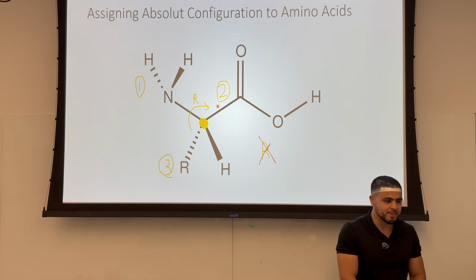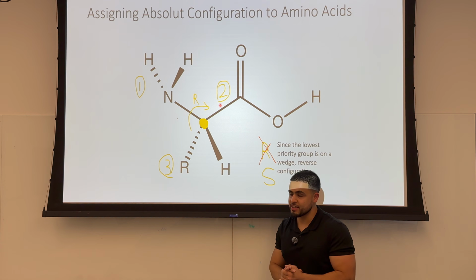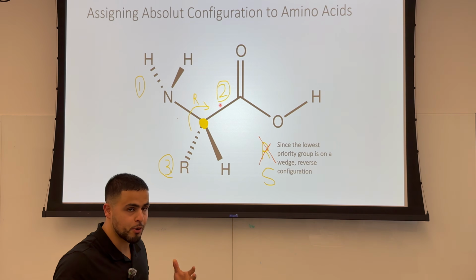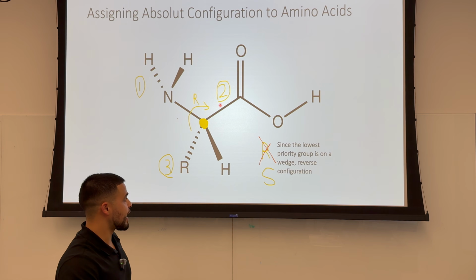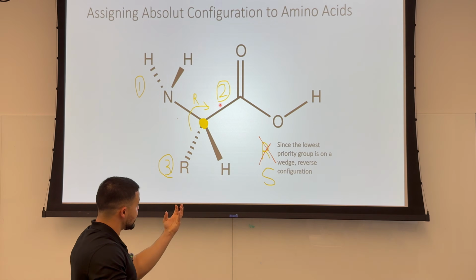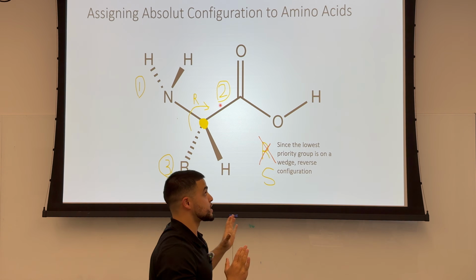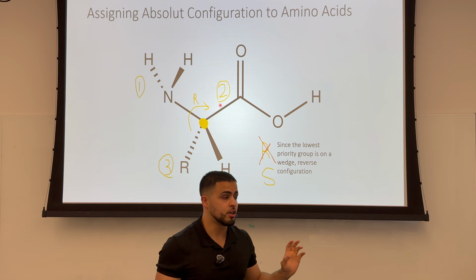But actually, it's not R. It's in the S absolute configuration. This was a bit of a trick example, but I purposely wanted to do this because now I think you'll never forget this. When the hydrogen atom is coming out at you on a wedge, you need to reverse the configuration. So you assign priority as you normally would, and once you determine the absolute configuration, you just reverse it.